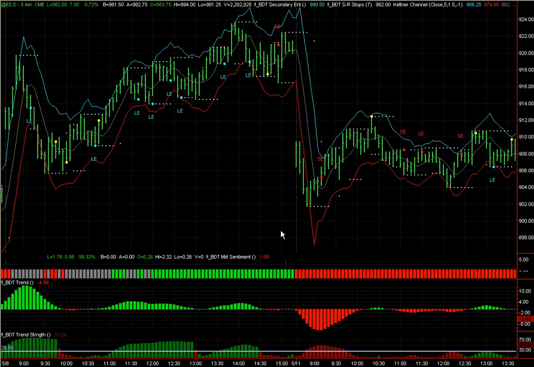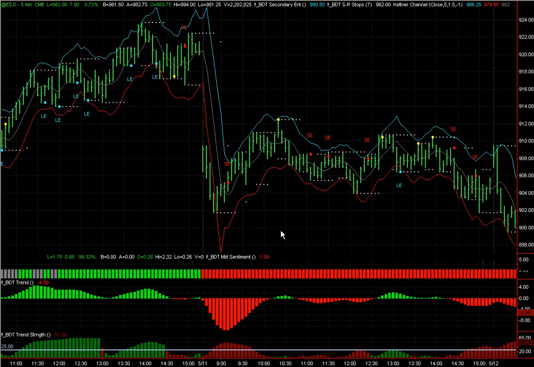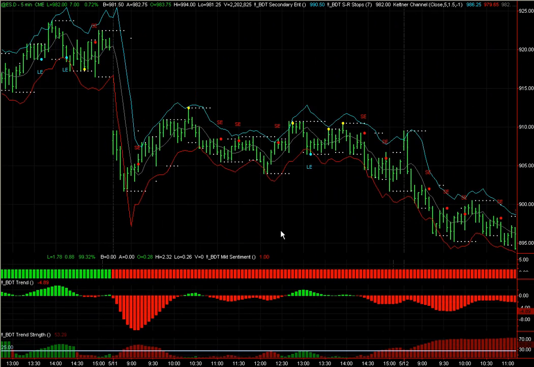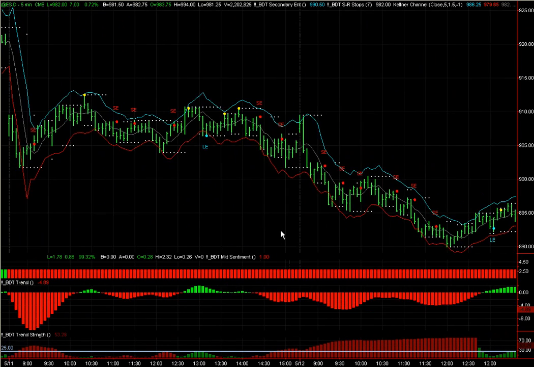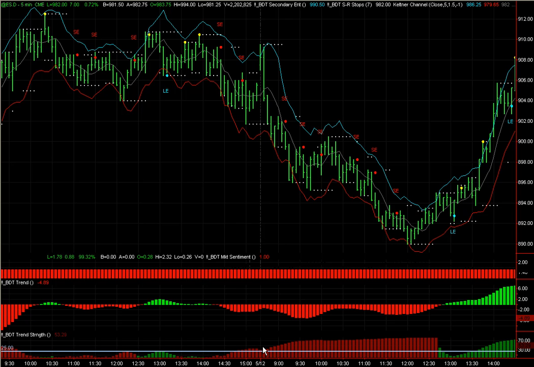So let me see if I can find another example here. Oh, here's one right here. Looks like everything is bearish. This is the beginning of the day. The price opens right around the upper band. We could have gotten in right away.